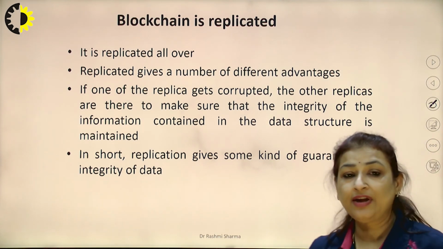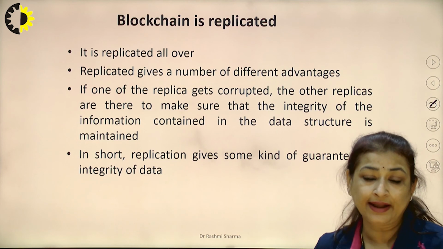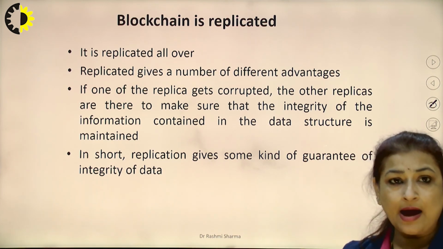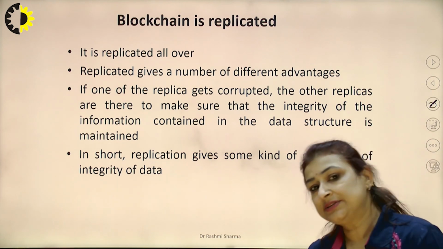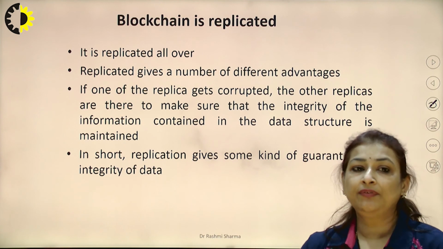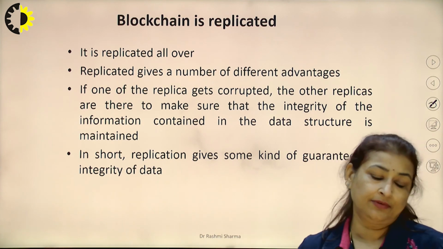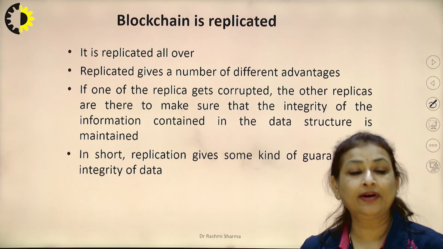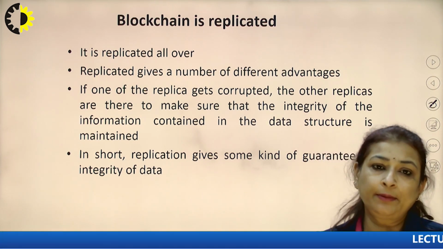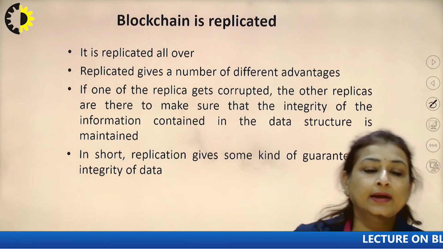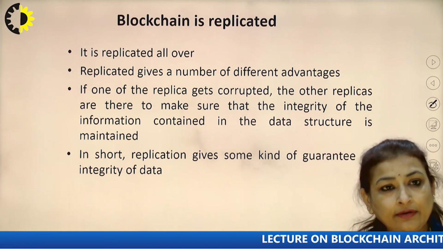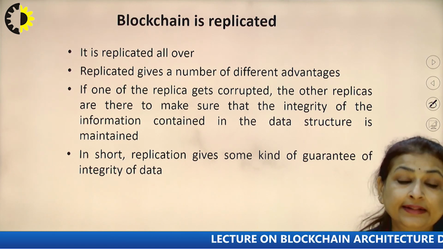So we have different advantages of replication. Like if one replica is corrupted, or as I told you, if you're keeping a backup of that, whenever the server fails, what will we do? We will get that server data back and load it on the server. Till that point of time, my server will remain failed. And when that database is loaded up, then I can again have normal working of the server. So the integrity of the information is contained in the data structure.